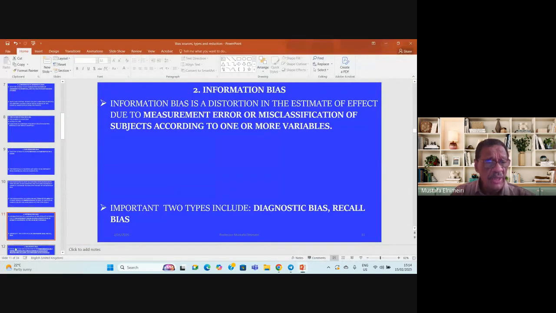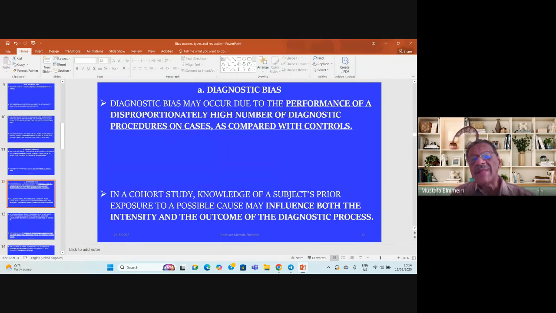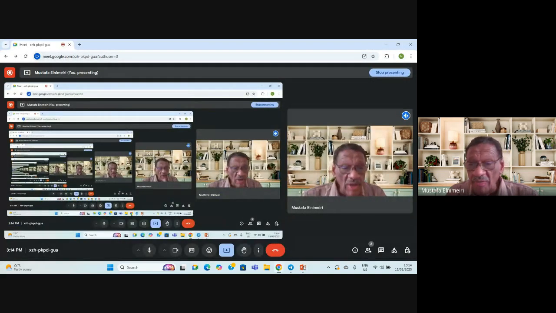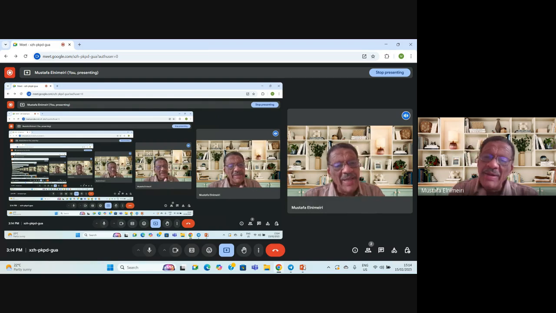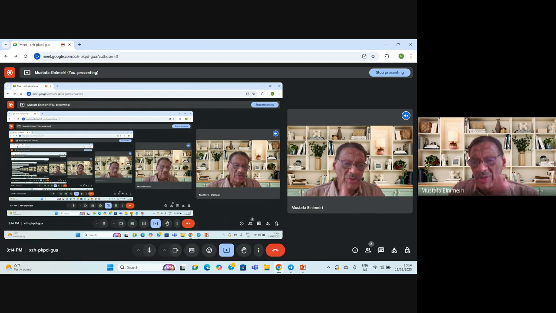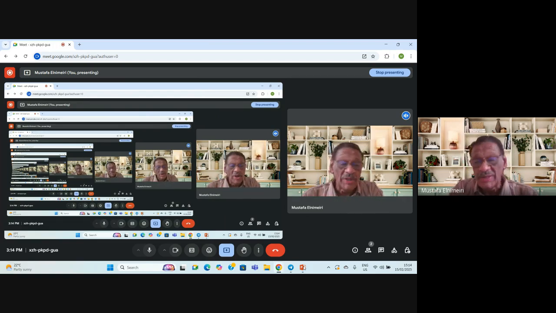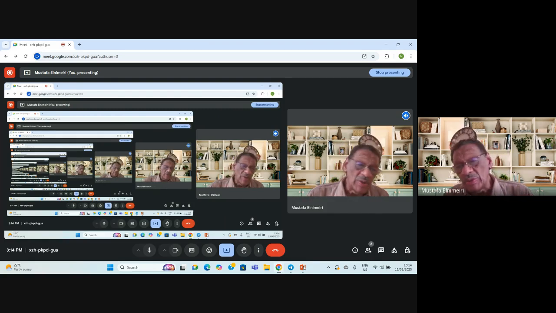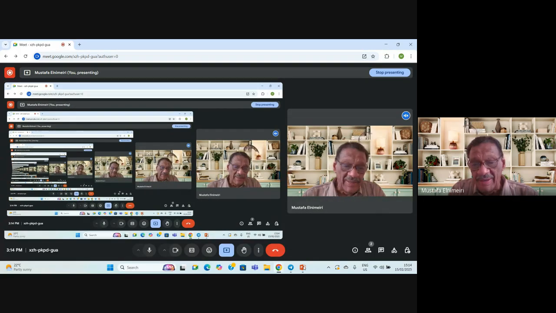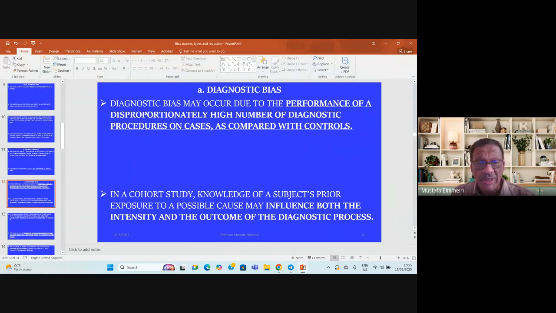We can talk about the diagnostic bias that may occur due to performance of a disproportionately high number of diagnostic procedures on cases as compared to controls. For example, if we are looking for CA bladder or CA breast or any types of malignancy, then for the cases we are carrying so many investigations to detect whether this case is suffering from malignancy or not. And on the other side, for the controls, we are carrying the minimal number of diagnostic procedures.